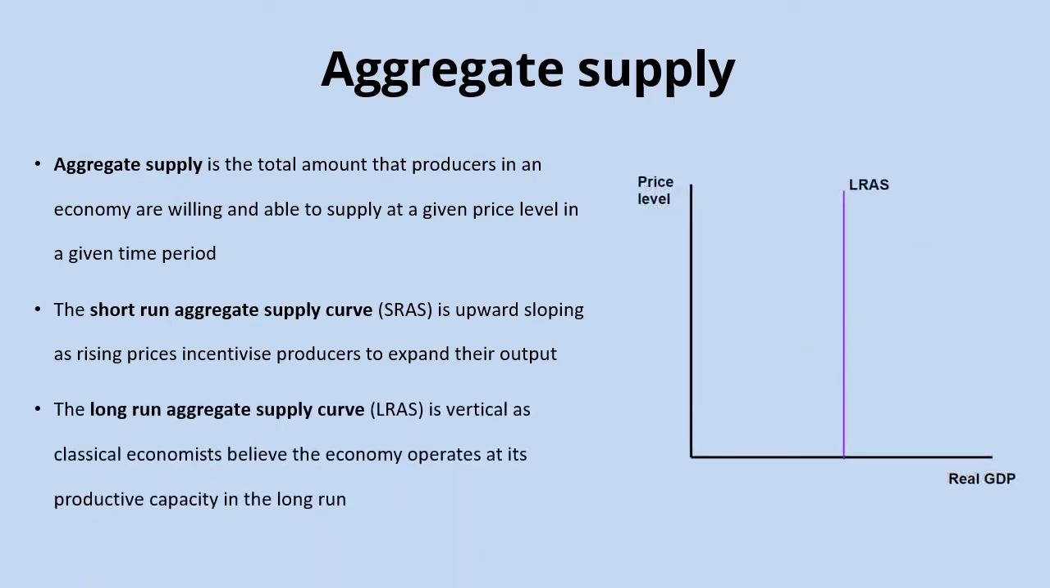Now, classical economists work on the assumption that the economy should work at its productive potential in the long run. And so the long run aggregate supply curve, under this model at least, is vertical. And there's a parallel here with the production possibility frontier. If the economy is producing on the limit of its PPF, there's no spare capacity in the economy, and the level of output at which the vertical long run aggregate supply curve will sit will be equivalent to this limit of the production possibility frontier.